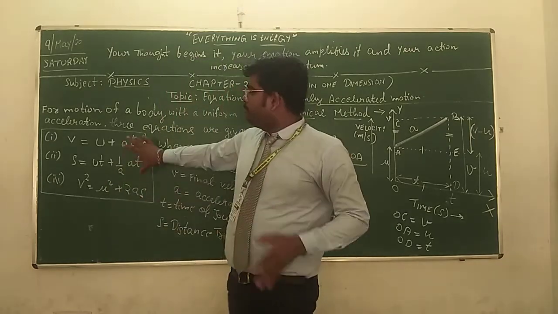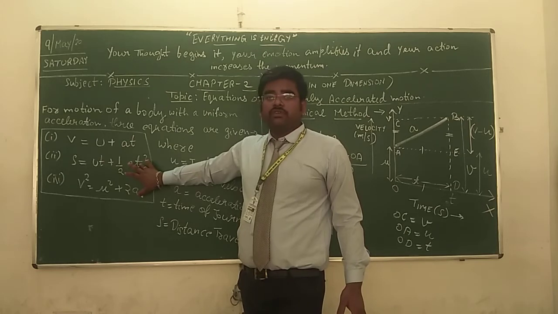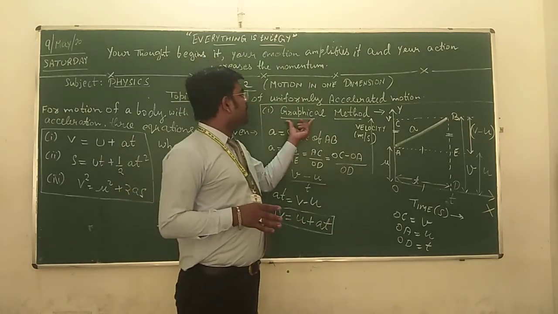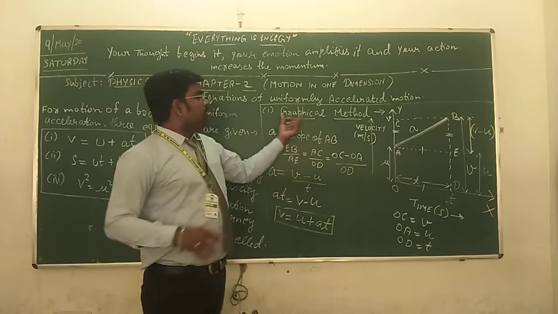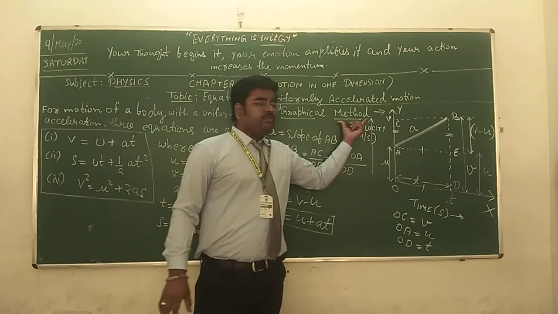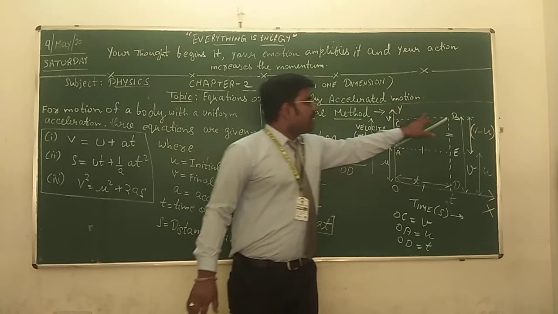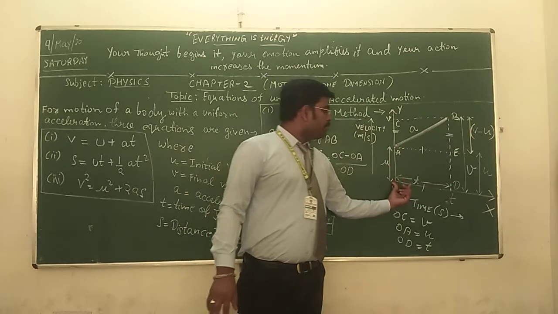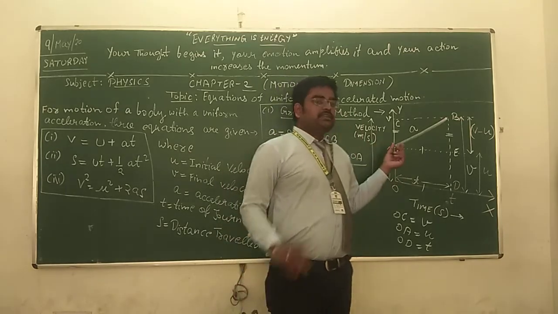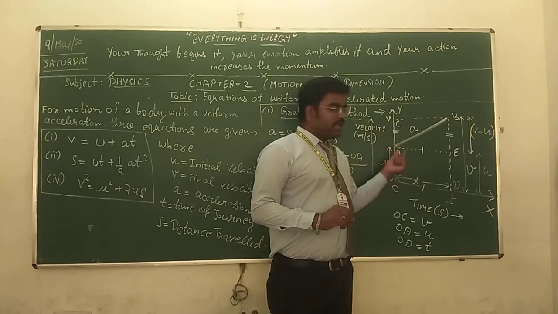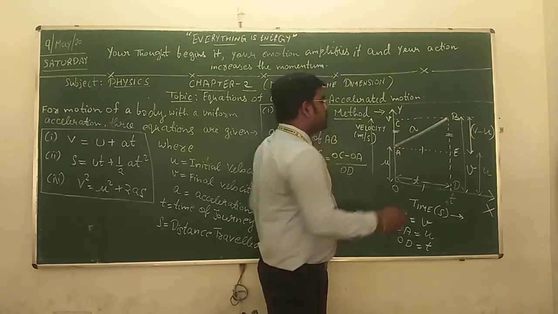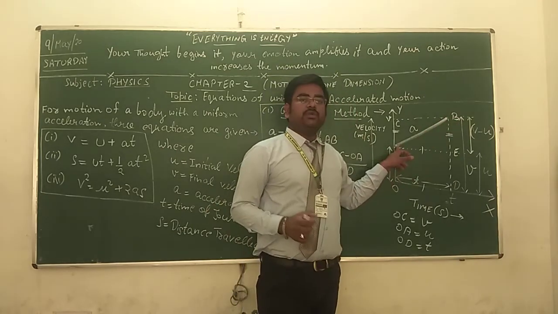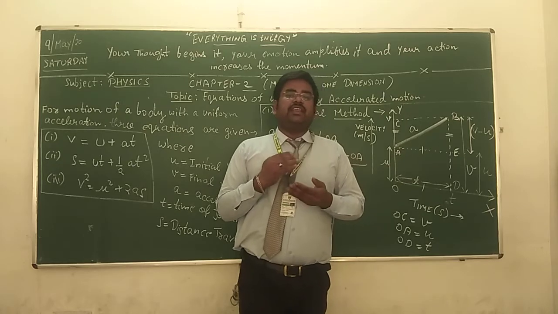So, for the proof of these equations of motion, I am going to describe by using the graphical method. Here is the graph for the first equation of motion. This graph I am going to describe to you. Listen, in this graph the line AB shows the slope of a particular uniformly accelerated body.